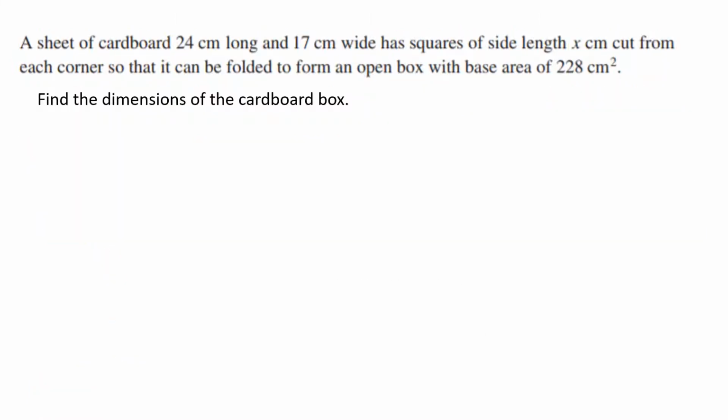All right, guys, here's the final application question for quadratics. We've got a sheet of cardboard, 24 centimeters long, 17 centimeters wide. Okay, let's just assume that's a rectangle. It has squares of side length x centimeters cut from each corner. So fixed dimension squares cut from each corner, and then it is folded to form an open box with a base area of 228 centimeters squared. Find the dimensions of the cardboard box.